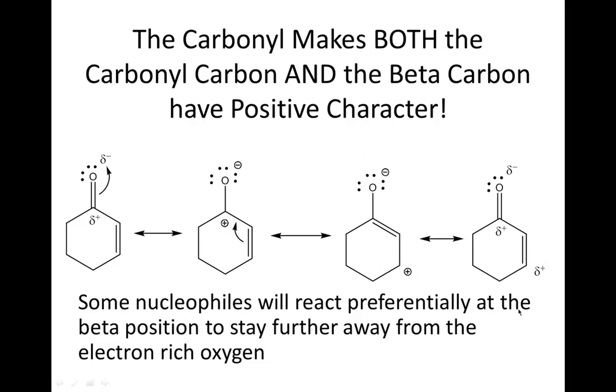And so what that means is that there are certain groups that will preferentially react with the beta position carbon instead of going to the carbonyl carbon, perhaps to stay away from this negative group. And really you're just going to have to memorize which groups they are that specifically will react down here at the beta position. In this book there are only going to be a couple of examples, but really there are other examples. It's just they've only chosen to show you a couple of those.